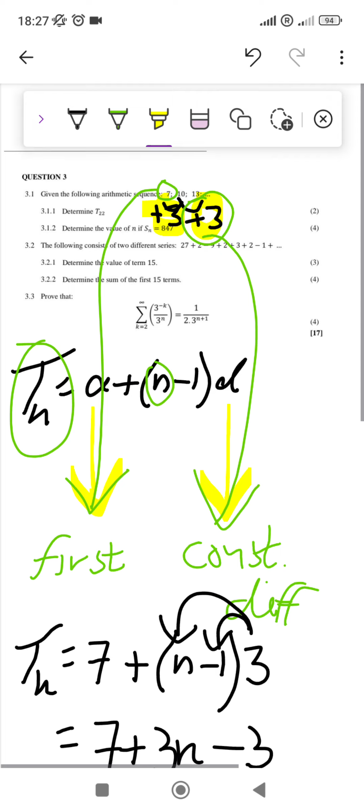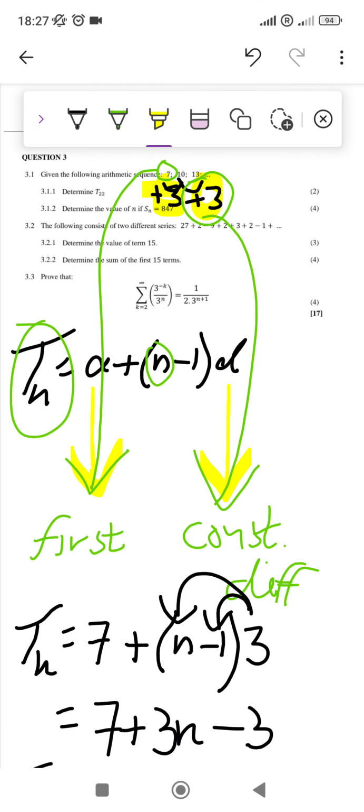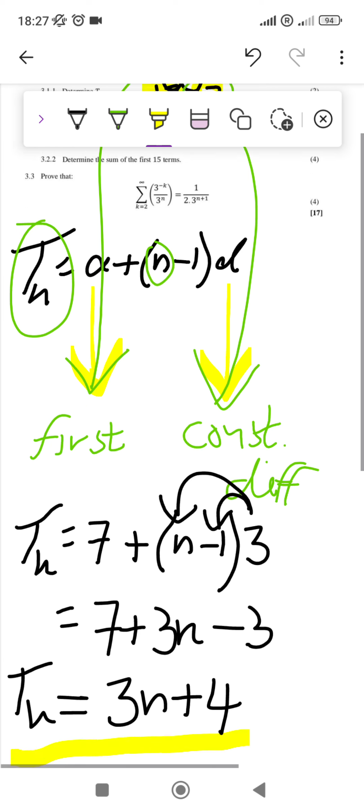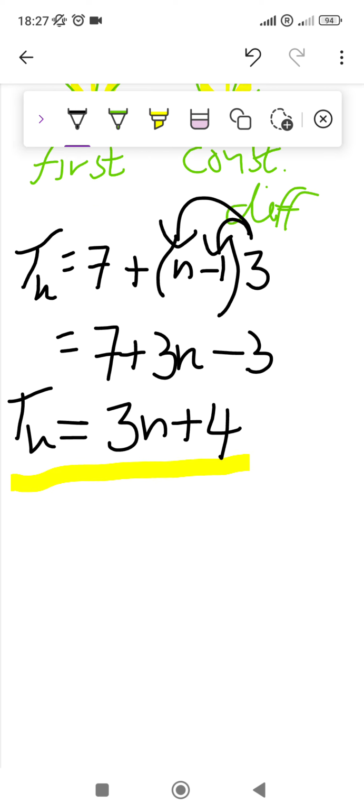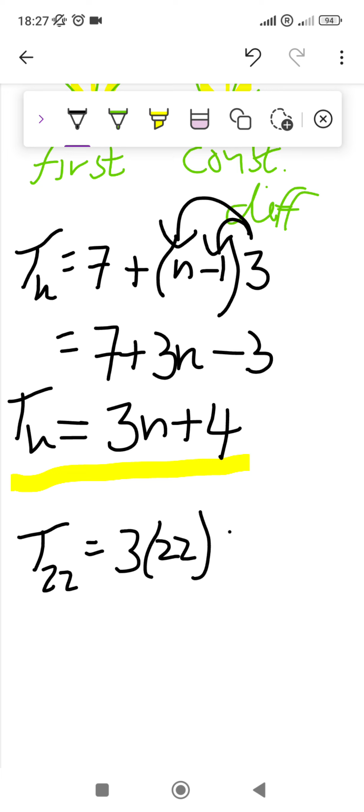So let's go back to our question. They say determine T22. So that's term 22. So the subscript is 22. That's my n value. So now they're giving me n, and they say n is going to be 22. So I'll go T22 equals 3, and instead of n I'll put my 22 in there, plus 4.